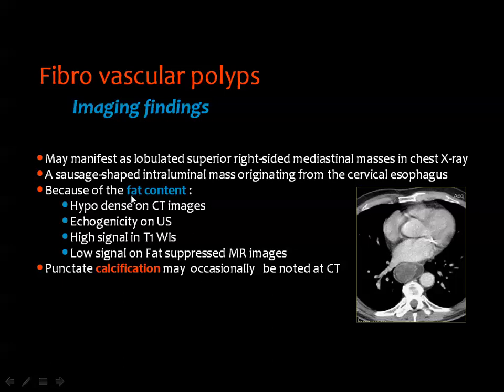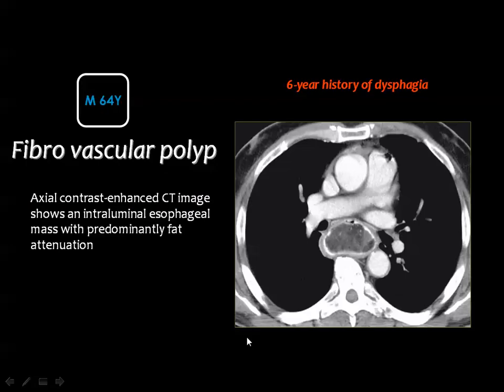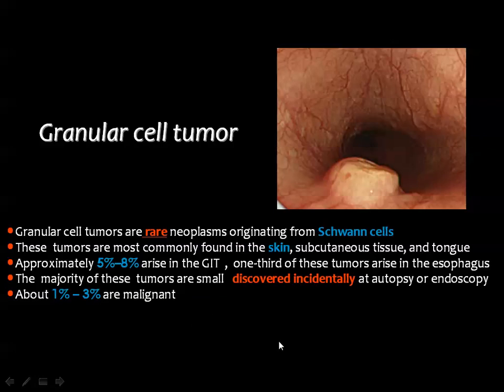Because of the fat content, these tumors will appear hypodense on CT images. They will be echogenic on ultrasound. They show high signal on T1 weighted images and low signal on fat suppressed MR imaging. Calcium is of course detected better by CT than MRI. And this is an appearance of a fibrovascular polyp showing the hypodense texture and maybe some foci of calcification.